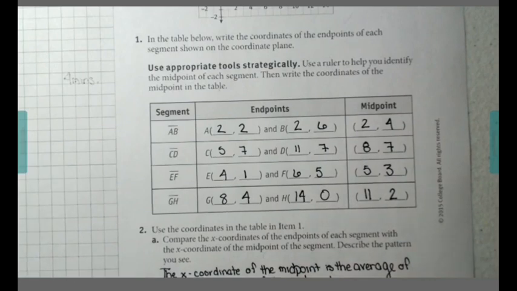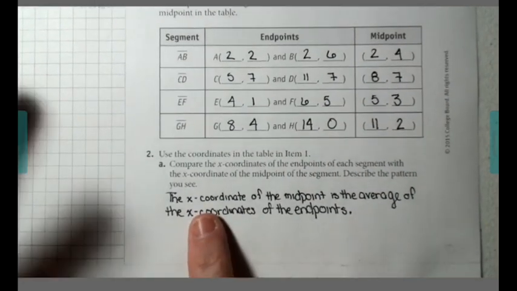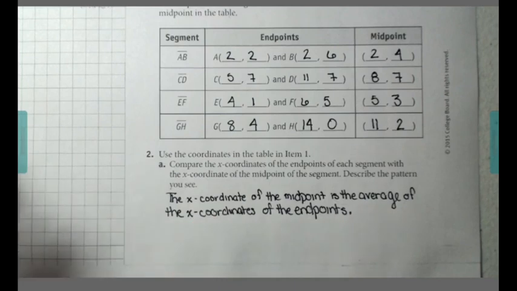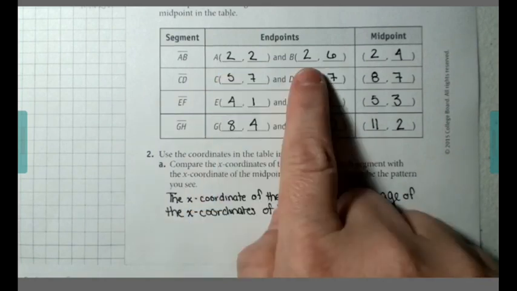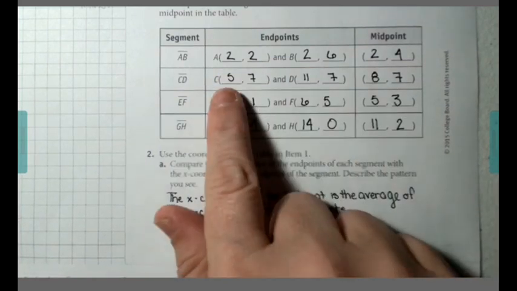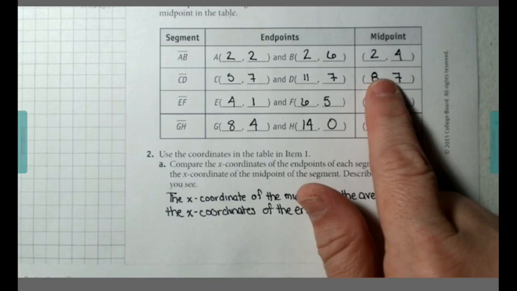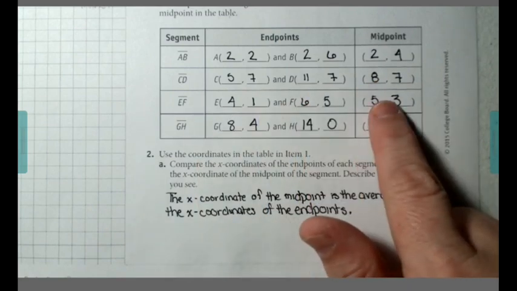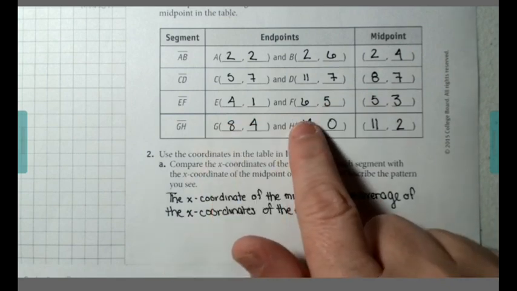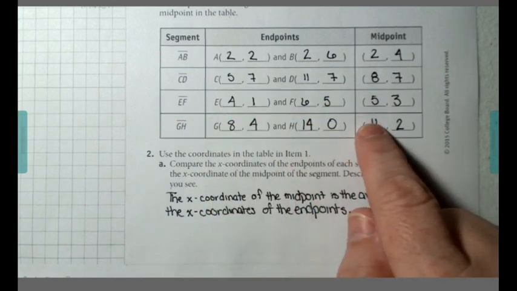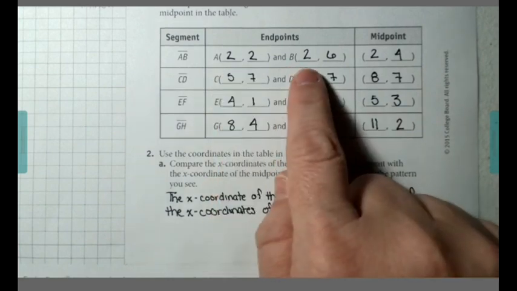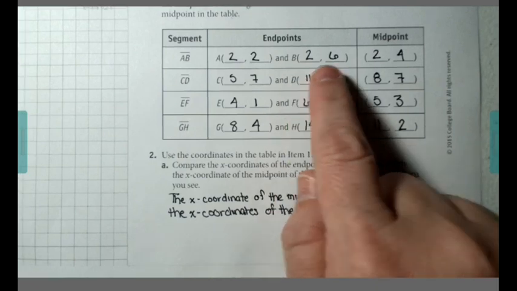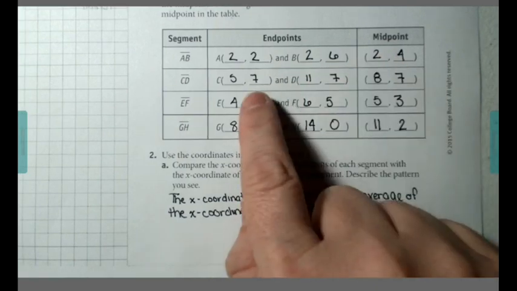And so I said, okay, if I'm looking at my x coordinates for question A, it says, look at your x coordinates for the endpoint and the x coordinate for the midpoint. Well, I had 2, 2, 2. Here I had 5, 11, and 8. 4, 6, and 5. 8, 14, 11. Well, 2 plus 2 is 4, and divide that into 2 equal parts. That would be 2, right?